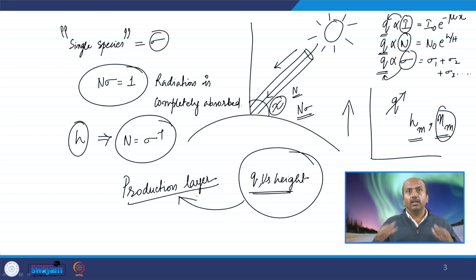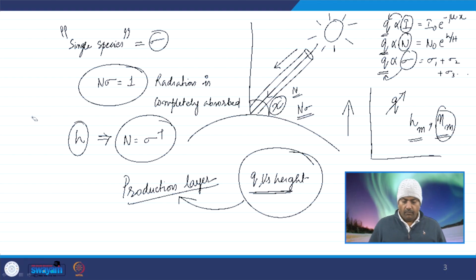And if you want to define the height at which this radiation becomes completely absorbed, we say that whenever the number density becomes equal to the inverse of the cross section, at that height the radiation is absorbed completely. So, we will continue this discussion by discussing the assumptions of Chapman's theory, and subsequently we will see how we can mathematically formalize the Chapman's theory.